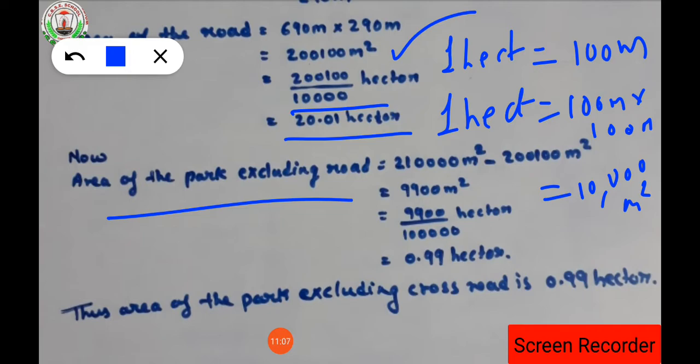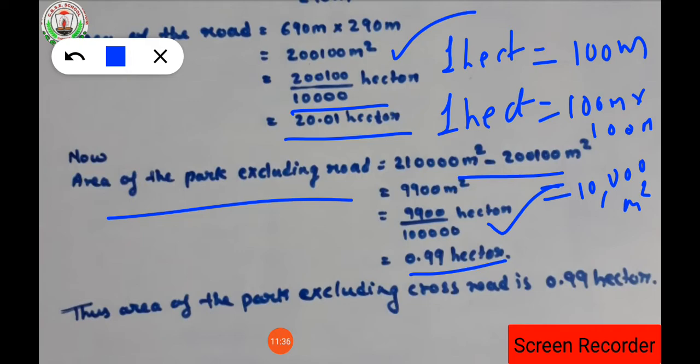Okay, so area of the park excluding the road will be equal to area of the park minus area of the road. This is the area of the park and area of the road which we had found above in the question. Both will be subtracted. We will get the answer as 9900 meter square. Again 9900 meter square will be converted in the form of hectare. So that answer will be 0.99 hectare.